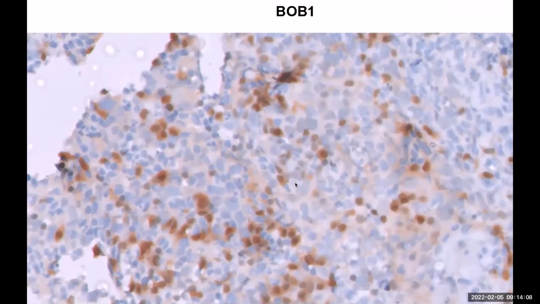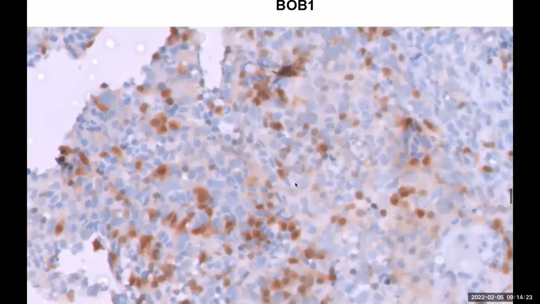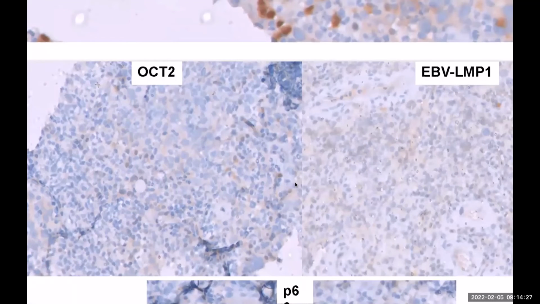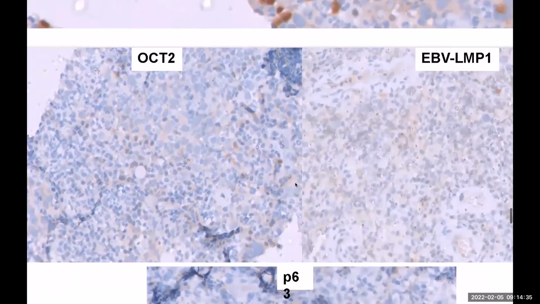Whenever we deal with a mediastinal B-cell lymphoma, you should always do the transcription factors BOB1 and OCT2. This is BOB1. You can see all the large cells are strongly positive for BOB1. Why were they negative for OCT2? Yes, it has been interpreted as not clear, but they were negative, and they were negative for EBV LMP and P63.